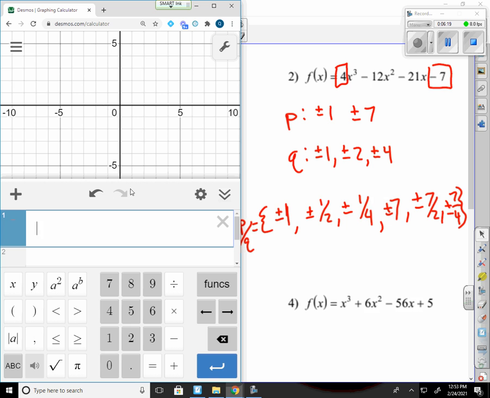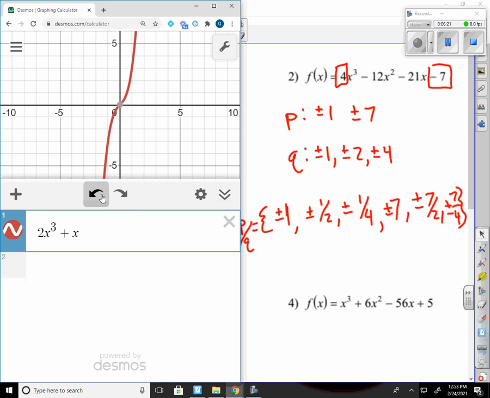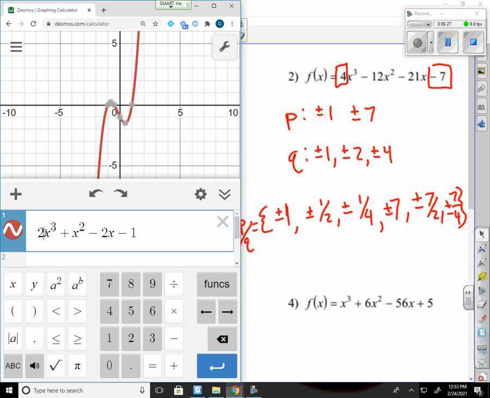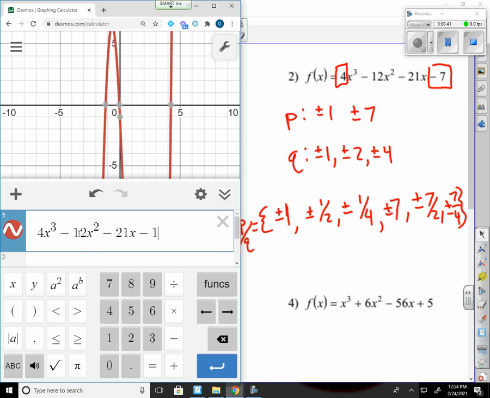I guess I really didn't even need to delete all that. It's all in already. I just have to change numbers. 4, minus 12, minus 21, minus 7.